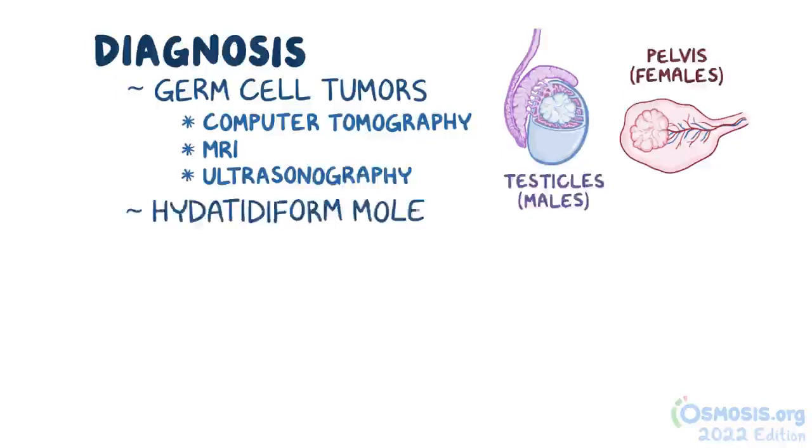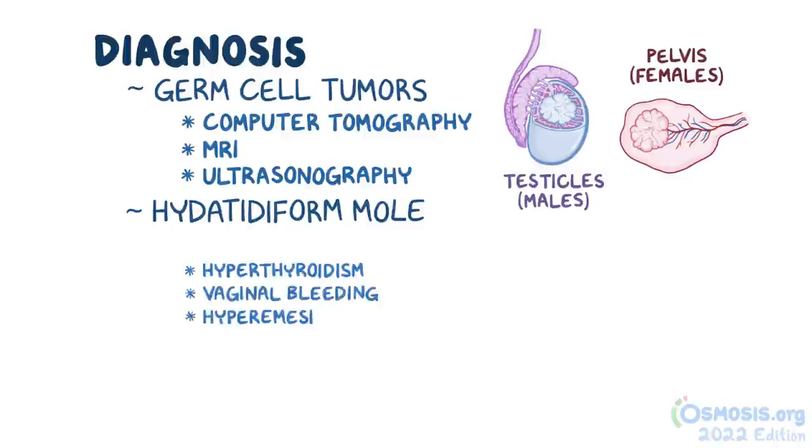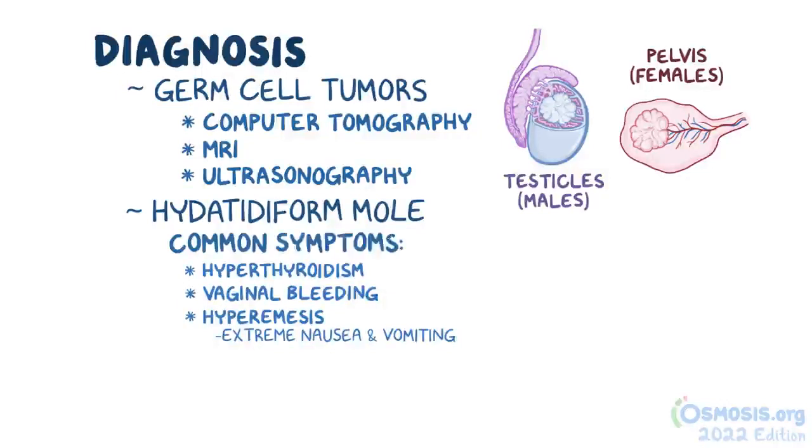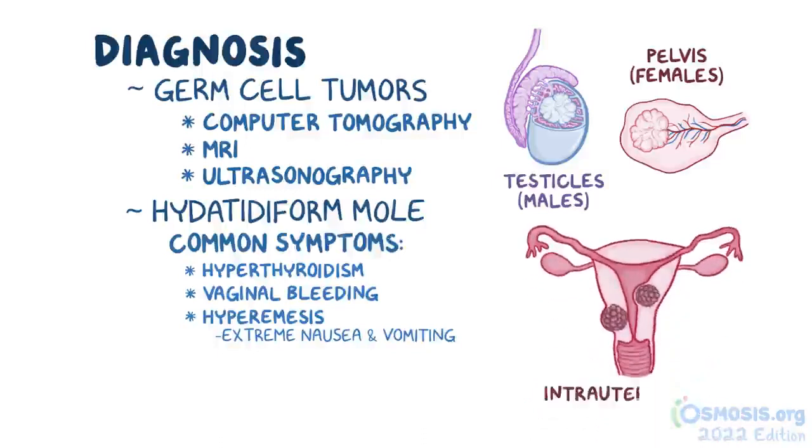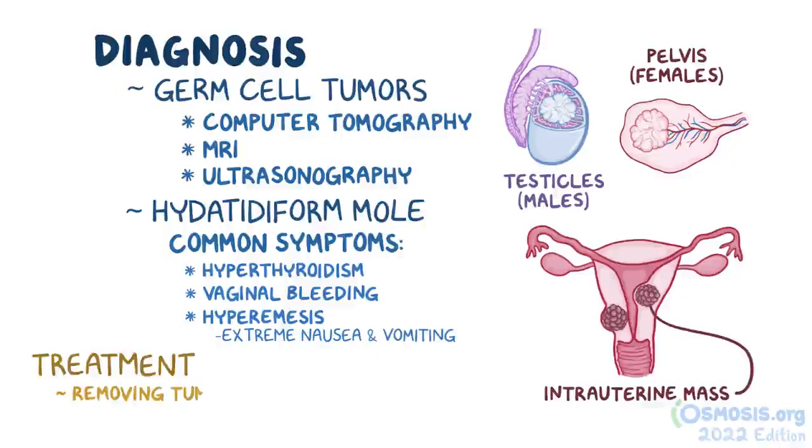A hydatidiform mole, on the other hand, can occur in pregnant females who have HCG levels much higher than normal for the first trimester of pregnancy. Hyperthyroidism, as well as vaginal bleeding, and hyperemesis, which is extreme nausea and vomiting, are common symptoms. Often, on ultrasound, there are characteristic aspects of the hydatidiform mole, like an intrauterine mass with cysts that looks like a bunch of grapes. Treatment of germ cell tumors and hydatidiform mole, however, is the same, and involves removing either the tumor or the hydatidiform mole.